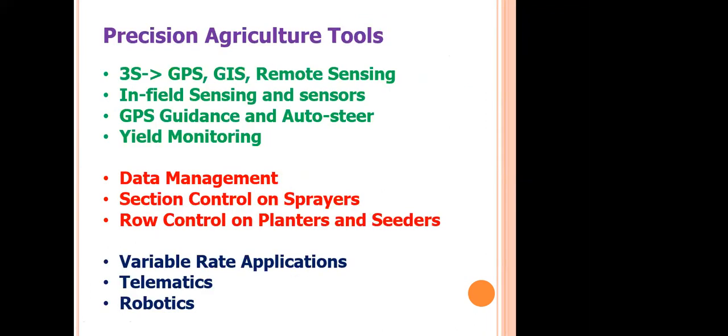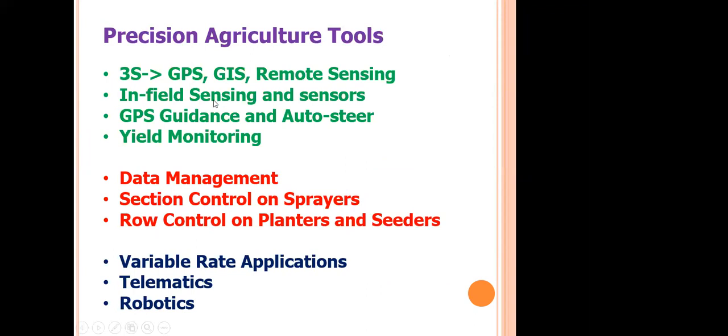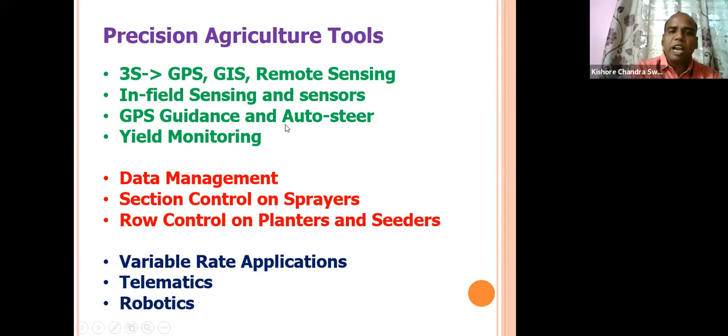There are different types of tools, that is, we talk about GPS, GIS, remote sensing. We have some in-field sensing, we have GPS guidance, and we have yield monitors. We should manage data better. We go for control sprayers. I will come to details. We go for planters and seeders, where we can apply variable rate technology. There is telematics, there is robotics. All this we can incorporate in precision agriculture.